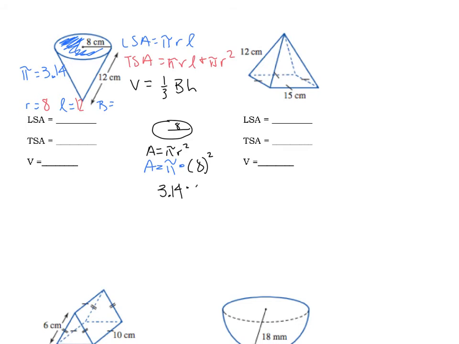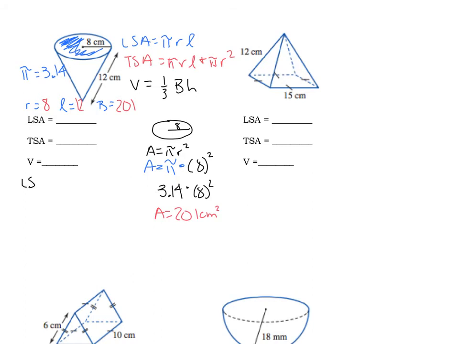So in other words, 3.14 times 8 squared. All right, so when we work that out, based on rounding to the 10th, we're going to end up with the area of the base being 201 centimeters squared. So capital B is simply 201. Now that we know that, let's get started on finding the surface areas and volume.